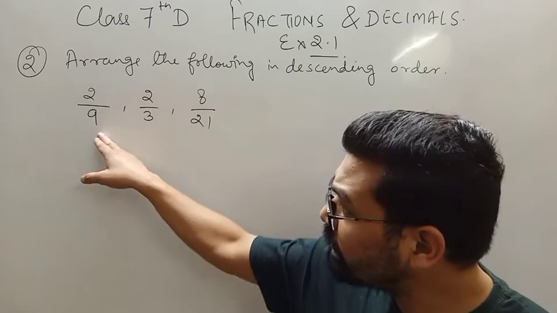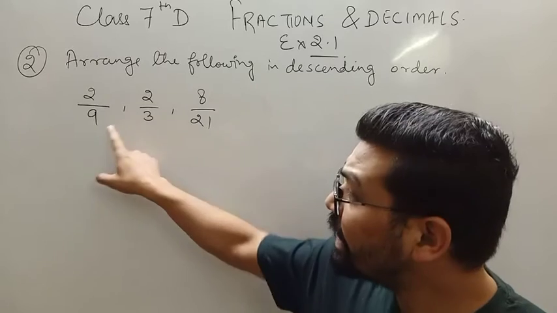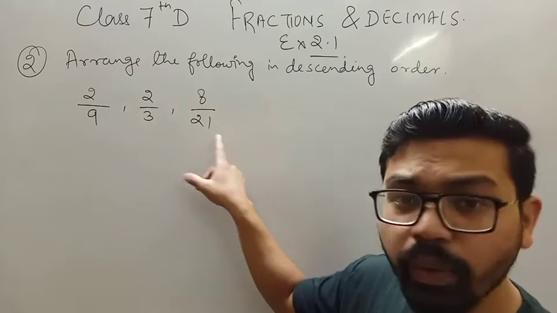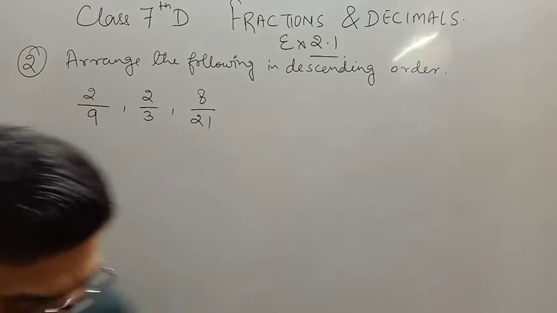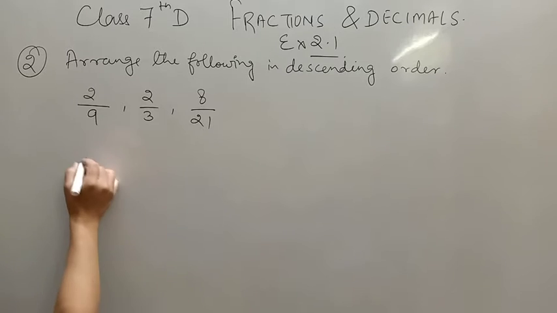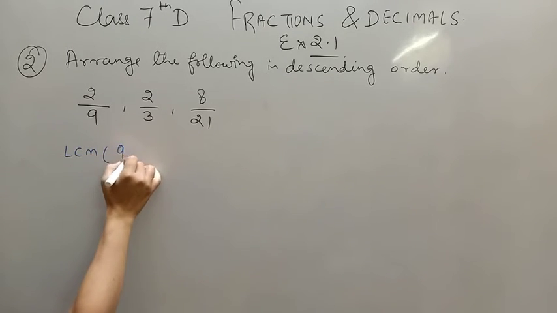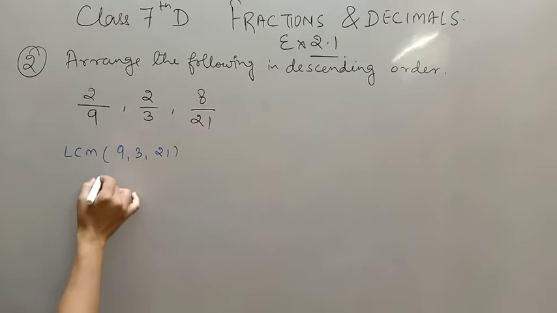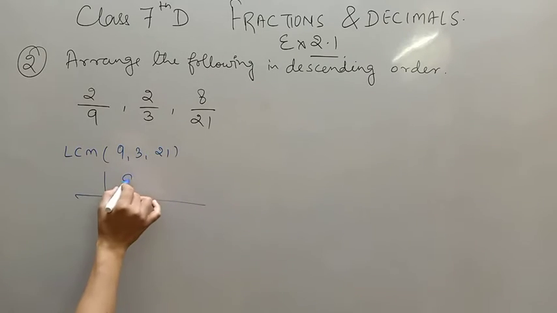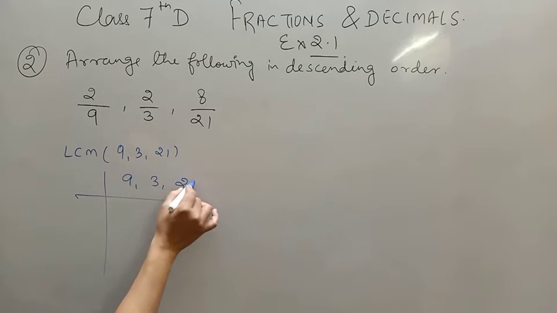Now how to make the values of the denominators equal? By taking the LCM of 9, 3 and 21 together. See, you just need to take the LCM of 9, 3 and 21. So 9, 3 and 21.